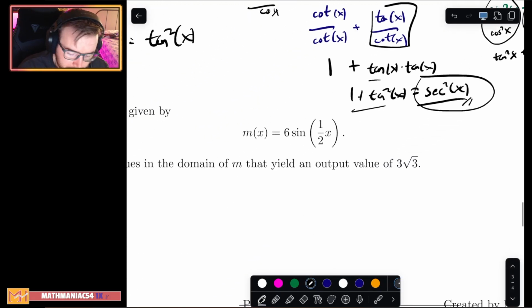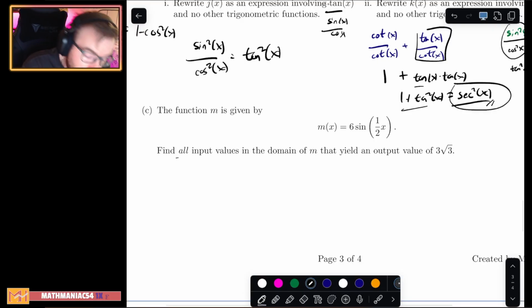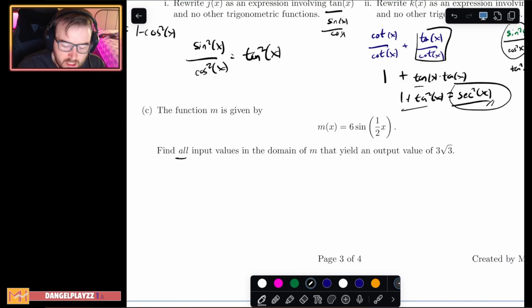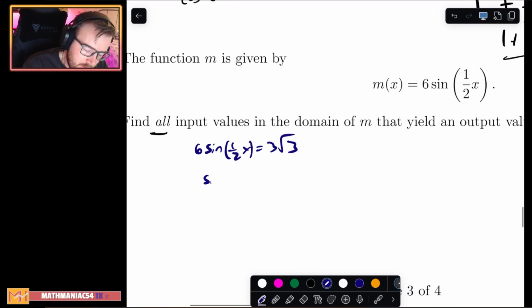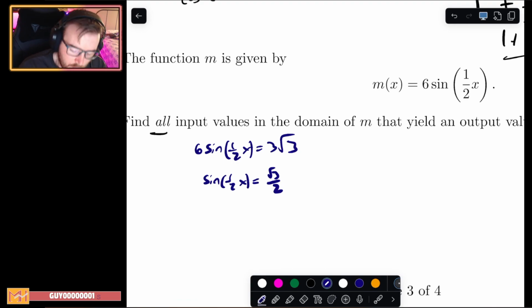All right, one more. Find all, I even emphasized it with italics, input values in the domain of n that yield an output value of 3 root 3. So when does this function equal 3 root 3? All you got to do is divide by 6 here in that first step, and the 3 and the 6 reduce to be a half. So when does sine equal root 3 over 2?